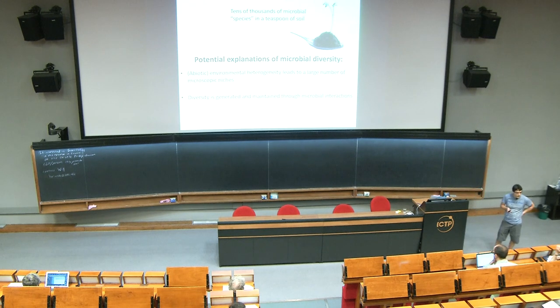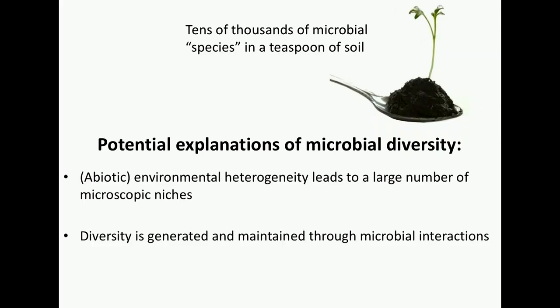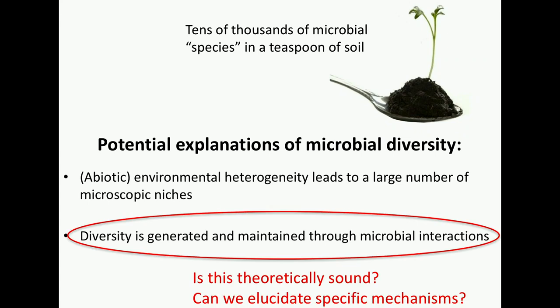Okay. So doing theory, you cannot weigh the relative importance of these potential explanations, but what one can do is ask, is this second type of explanation, where the interactions maintain diversity, even plausible? Does it make sense? Is it self-consistent? And if it does, offer some particular mechanisms by which this can happen beyond simple hand waving. Okay, now we're going to focus on this second category.